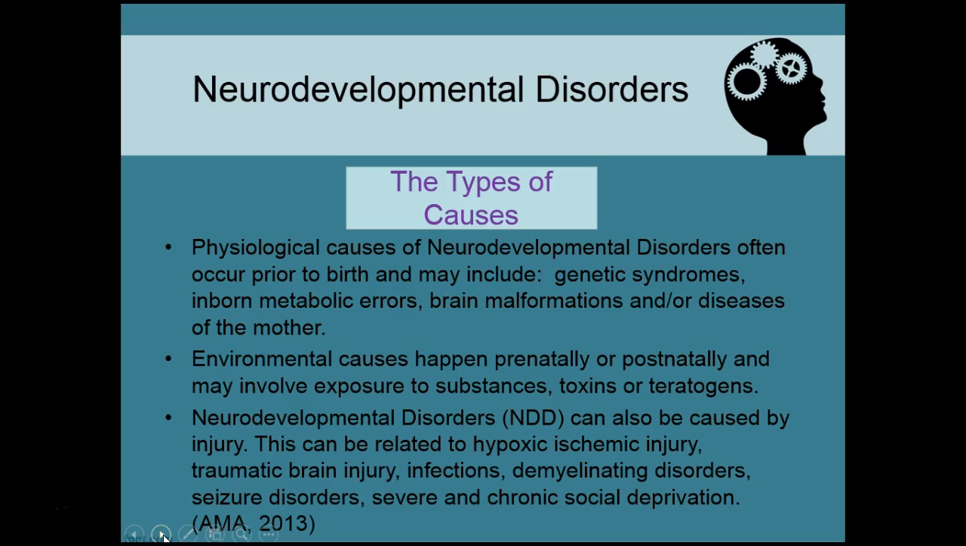Physiological causes of neurodevelopmental disorders often occur prior to birth and may include genetic syndromes, inborn metabolic errors, brain malformations, and/or diseases of the mother. Environmental causes happen prenatally or postnatally and may involve exposure to substances, toxins, or teratogens. NDDs can also be caused by injury. This can be related to hypoxic ischemic injury, traumatic brain injury, infections, demyelinating disorders, seizure disorders, severe and chronic social deprivation.